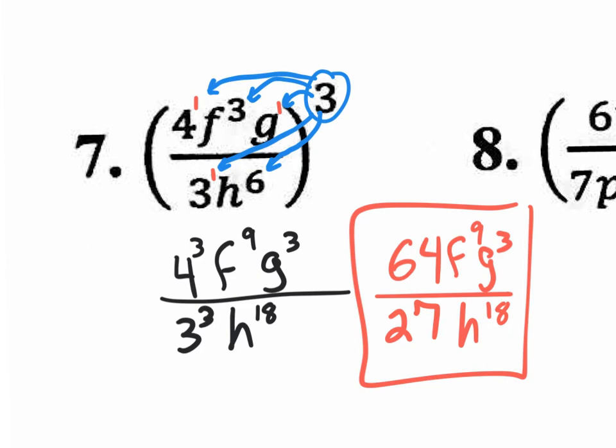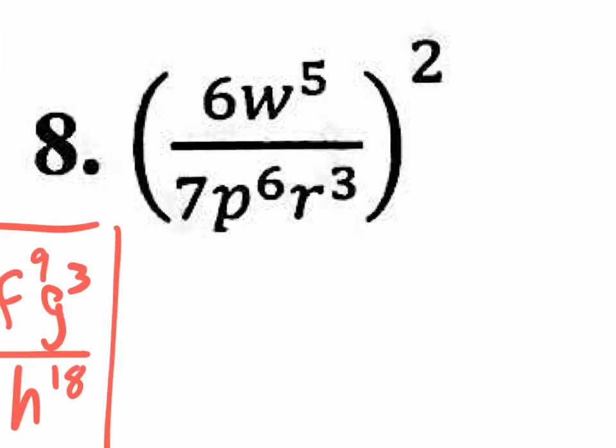Let's move on to number 8. Number 8, again, I would look for the inside and see if anything could cancel, but there's nothing to cancel. W, P, R, nothing cancels. Now, if I had a W to the 3rd down here, yeah, I could cancel out W's. But since they're all different variables, I can't cancel out anything.